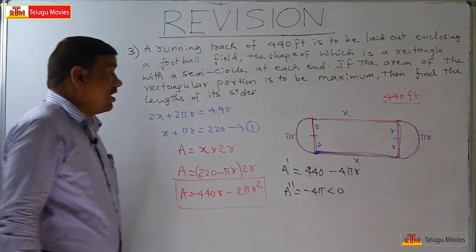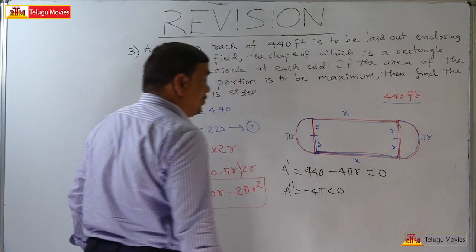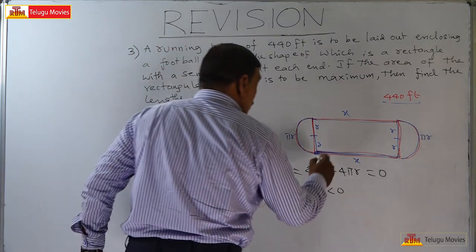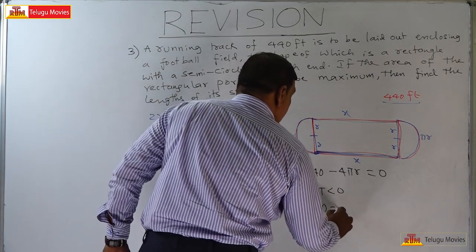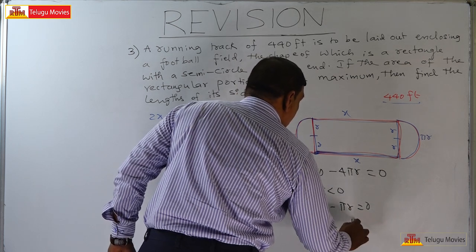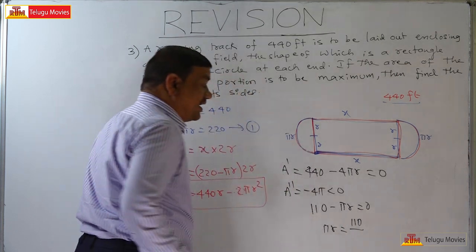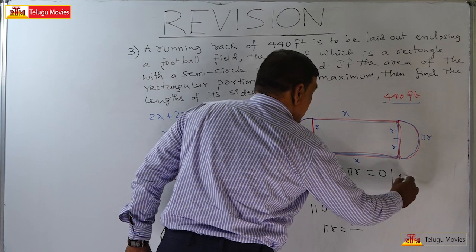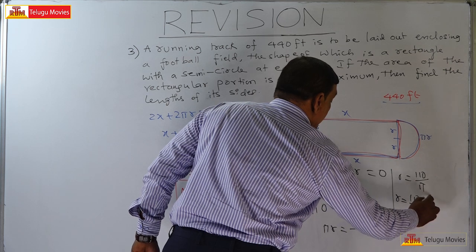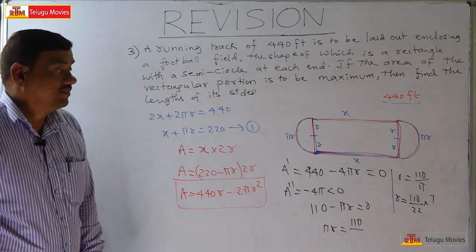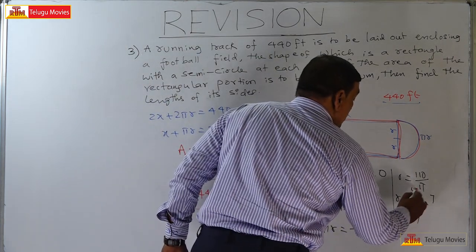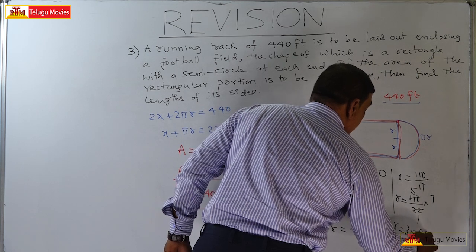For maxima and minima, A dash is equal to 0. 440 minus 4 pi r is equal to 0. If you divide by 4, you get 110 minus pi r is equal to 0, so pi r is equal to 110. Therefore r is equal to 110 by pi, that is, taking pi as 22 by 7, r is equal to 35 feet.